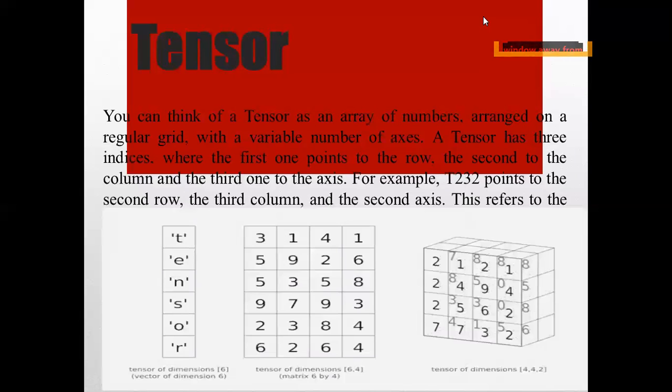For example, a first order tensor would be vector, okay? A second order tensor would be a matrix with 2 index, and the third order tensor are called higher order tensors with 3 or more index. So what we have seen here is a first order tensor, second order tensor, and third order tensor.